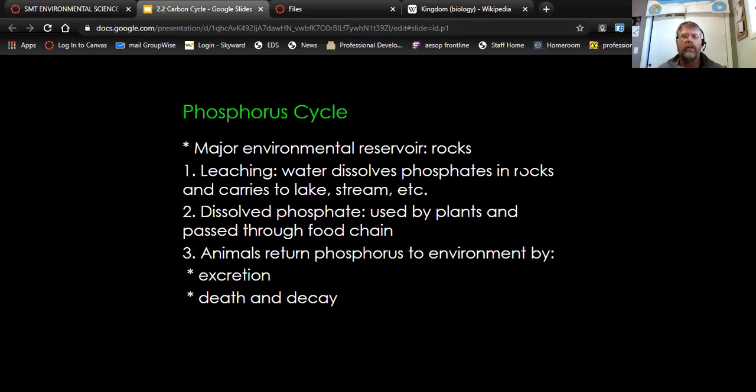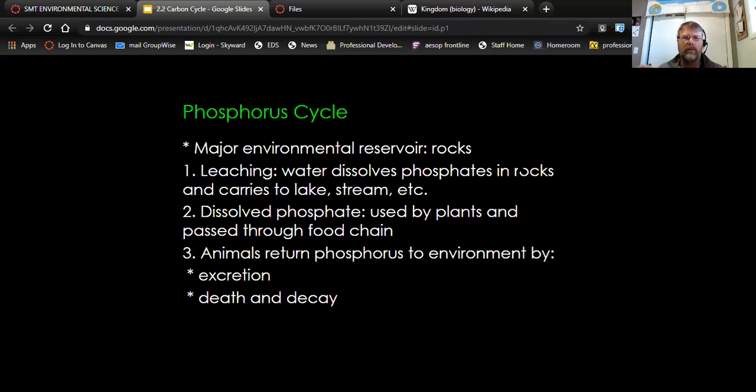Okay, so the phosphorus cycle starts off in rocks, and then it gets into water, and the water dissolves a little bit of that phosphates and carries it into the lakes and streams. Okay, so that's called leaching. And then once you have the dissolved phosphates, it is then used by plants. Again, the water comes into the roots, and as the water comes in, it brings all these nutrients with it, and we get the phosphates going into the plants.